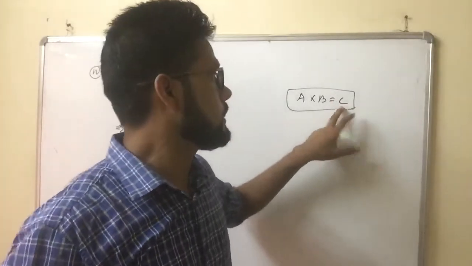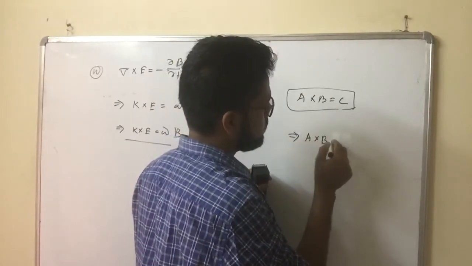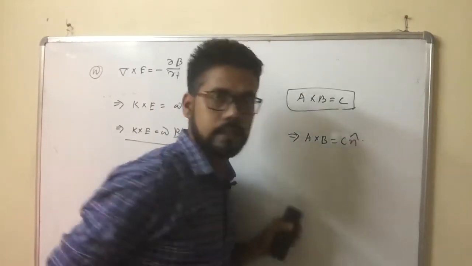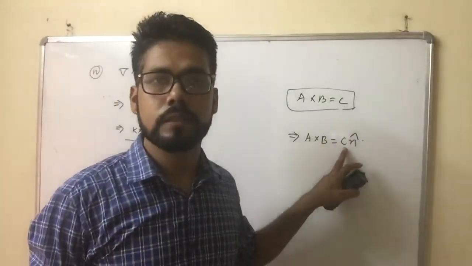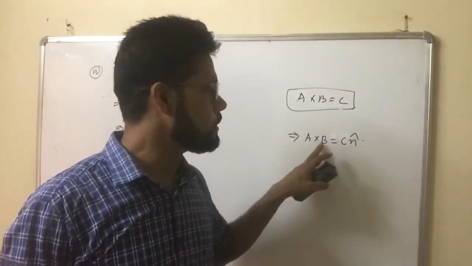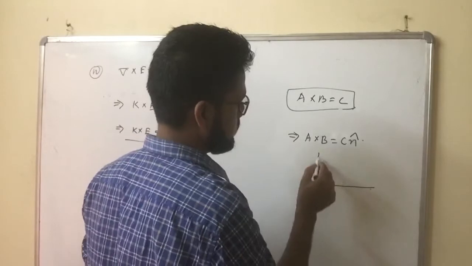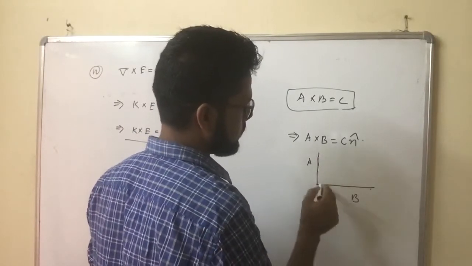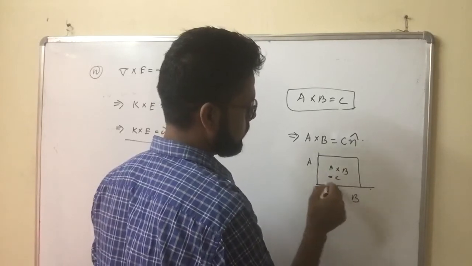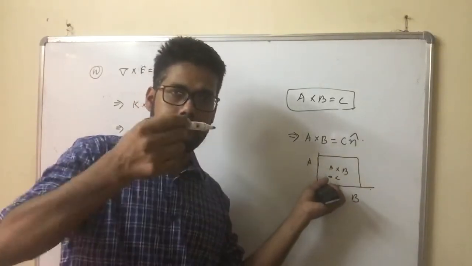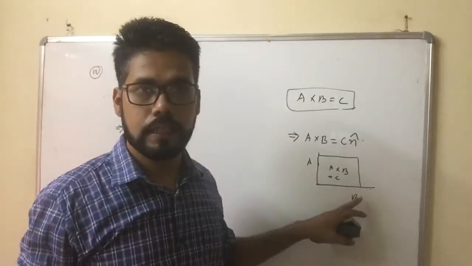In vector calculus we write this area vector like this: A cross B equal to C n cap. This n cap means unit vector. The direction of C vector, the area vector, is perpendicular to A as well as B. Suppose this is A vector, this is B vector, then the cross product will create a plane. This is A cross B plane, equal to C plane. That means this C vector is perpendicular to A as well as B.